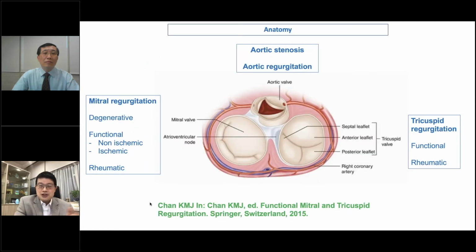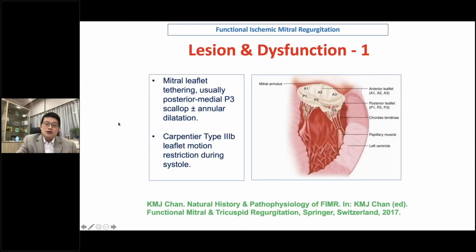There are 4 valves, as we know, and 3 of them cause problems in adult patients: the aortic valve, the mitral valve, and the tricuspid valve. So we come on then to another group of patients with functional mitral regurgitation due to ischemic heart disease, coronary artery disease, the functional ischemic mitral regurgitation.